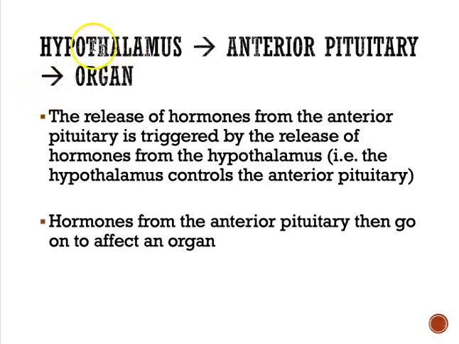All right, so again, we're going to see a number of flow charts showing the movement from the hypothalamus to the anterior pituitary to an organ. So you can see the release of hormones from the anterior pituitary is triggered by the release of hormones from the hypothalamus. So in other words, the hypothalamus is controlling the anterior pituitary. And then the hormones from the anterior pituitary go on to affect an organ.